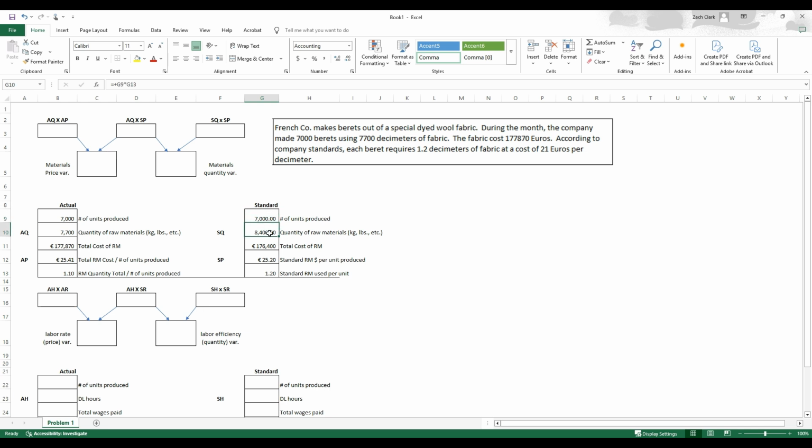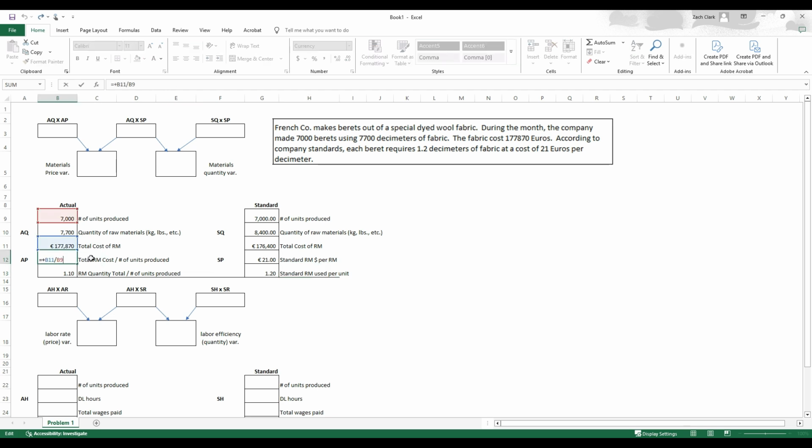We could have also taken, which should arrive us at the same spot, our standard quantity was 8,400 with the standard price here of just 21, then we should be able to multiply these. Maybe this would be a better way. Multiply these two together to get 176,400, which again is the same thing as if we had updated per unit produced as opposed to per decimeter, basically. Let's do it this way: per raw material.